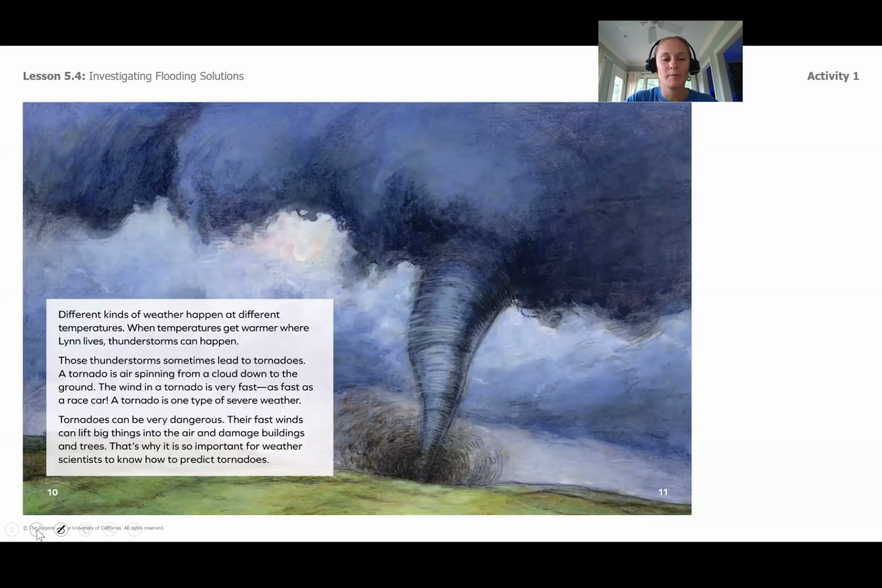Different kinds of weather happen at different temperatures. When temperatures get warmer, where Lynn lives, thunderstorms can happen. These thunderstorms sometimes lead to tornadoes. Tornadoes are spinning air from a cloud down to the ground. The wind in a tornado is as fast as a race car. A tornado is one type of severe weather. Tornadoes can be very dangerous. Their fast winds can lift big things into the air and damage buildings and trees. That's why it is important for weather scientists to know how to predict tornadoes.